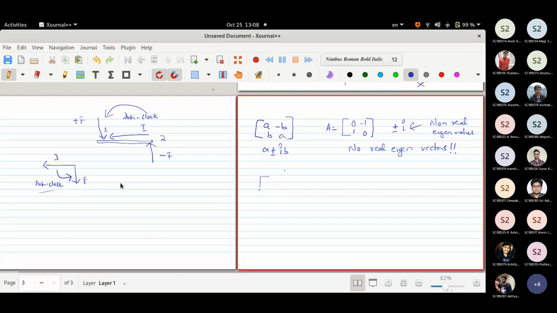So now consider another situation: the matrix 0, 1, 0, 0. What are the eigenvalues of this? 0 and 0. How many eigenvectors should you have? For each eigenvalue, you require one eigenvector, no? Yes, sir. But they are repeated.